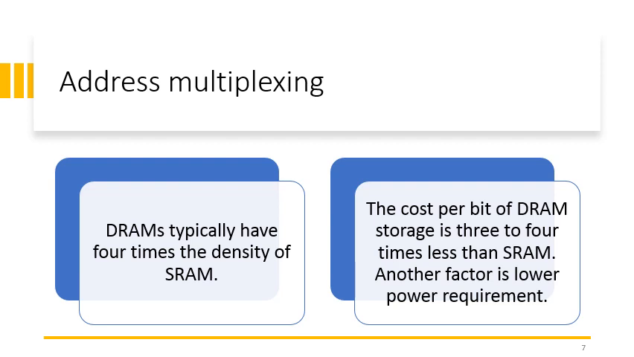The cost per bit of dynamic RAM storage is basically 3 to 4 times less than static RAM, and another factor is low power consumption. That is the reason we use dynamic RAM, and in that particular case, we have to utilize the concept of address multiplexing.